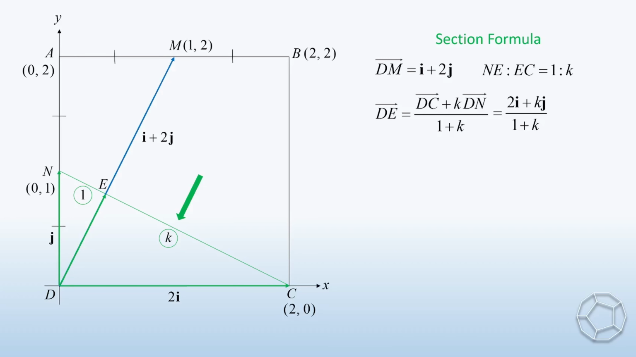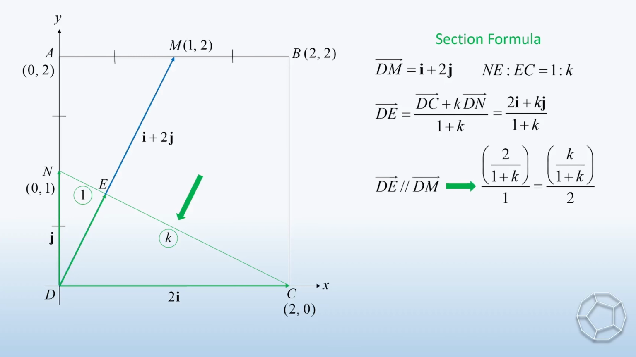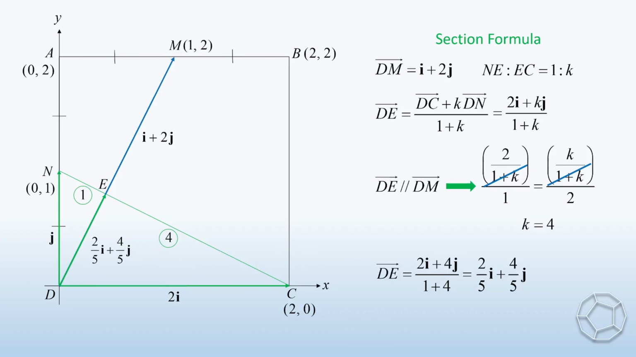To solve for the value of k, we make use of the fact that vector DE is parallel to vector DM. Therefore, we have equal ratio of coefficients. 2 over 1 plus k divided by 1 is equal to k over 1 plus k divided by 2. Cancel out the denominator 1 plus k on both sides, we get k is equal to 4. Put this back into vector DE. Then it becomes 2 over 5 i plus 4 over 5 j. We get both coordinates of E at the same time.